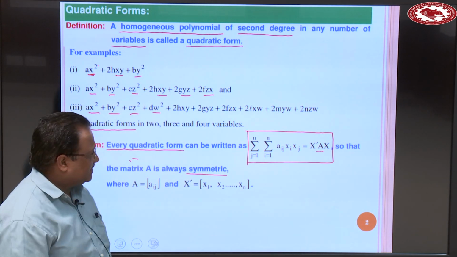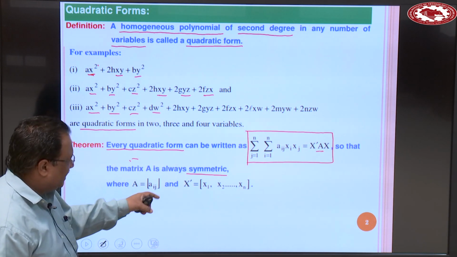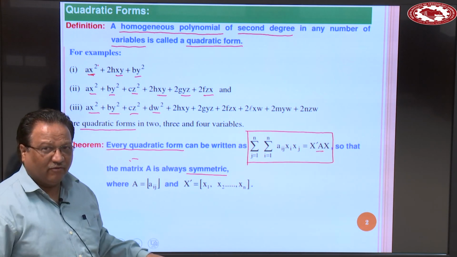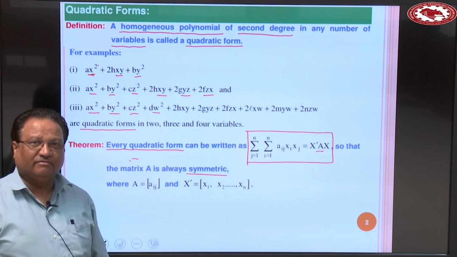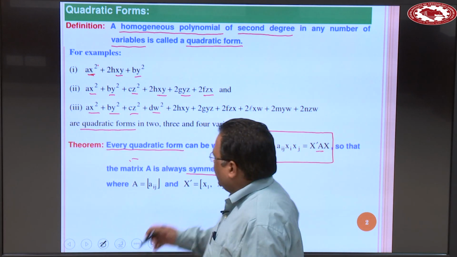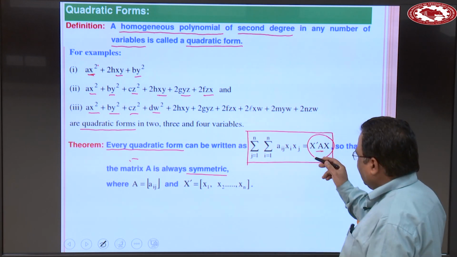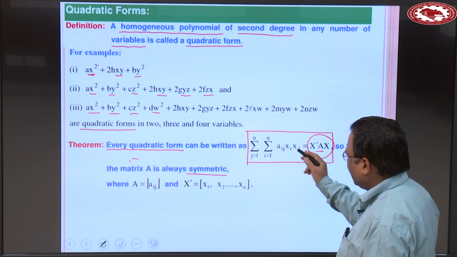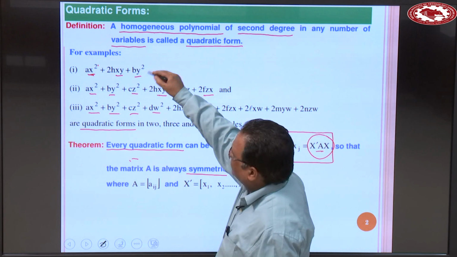So, this is a symmetric matrix, where A is Aij and x dash is x1, x2 and so on up to xn. And what is x? X is x1, x2, x3 and so on up to xn, one column. Here x dash is one row. Clear? So, every quadratic form can be written this way, and this is nothing but the summation j from 1 to n, summation i from 1 to n, aij xi xj. When you calculate this result, you will get this one.